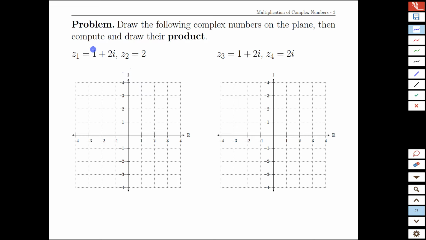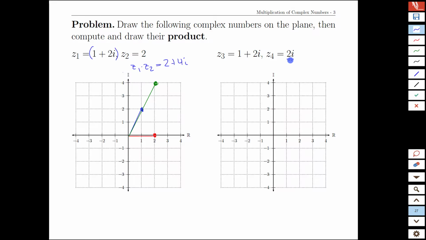If we take the first complex number here, 1 plus 2i, that's down here, and if we multiply it by 2, let's take that number here. If we do the algebraic side, z1 times z2, well, multiplying by 2 is actually pretty easy. It's just 2 plus 4i. So that puts us at 2, 4i. Oh, it's exactly here. Interesting. So multiplying by 2 just stretched out the vector, kind of like a scalar product.